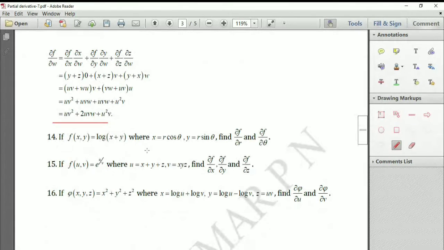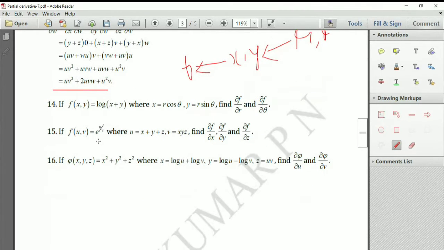I've given a few problems. Here, f is a function of x and y, but x and y are functions of r and theta. Therefore, what are the independent variables? r and theta. So you have to find dou f by dou r and dou f by dou theta.